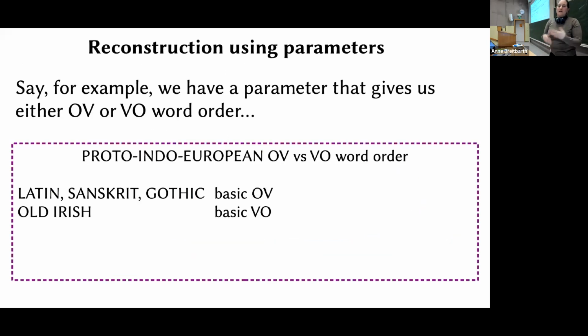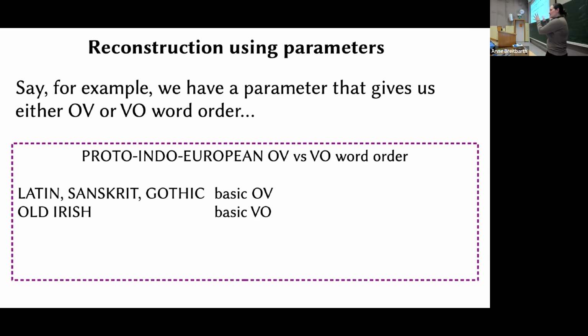Now, if we want to give an example of the reconstruction, just a very basic one that is a bit simplified: do we have OV word order or VO word order? Object, verb, or verb, object? Well, if you look at Latin and Sanskrit and Baltic, basically most of that will be object, verb. But if you look at Old Irish, it would be verb, object.